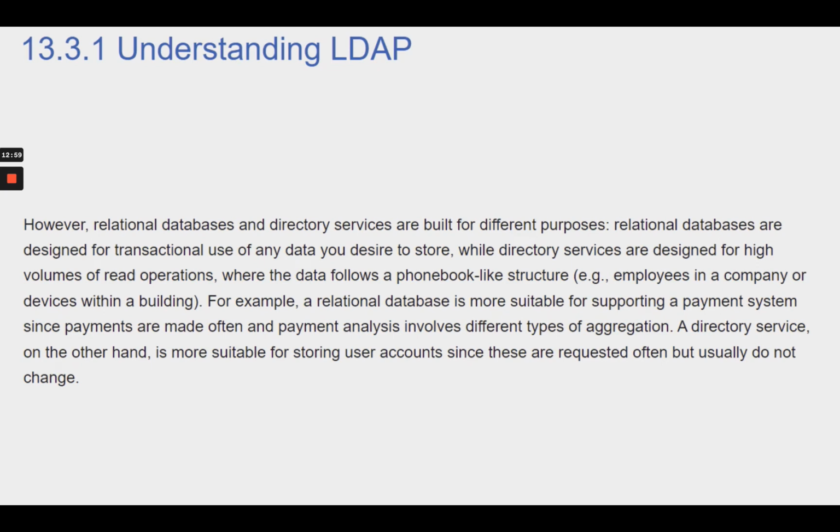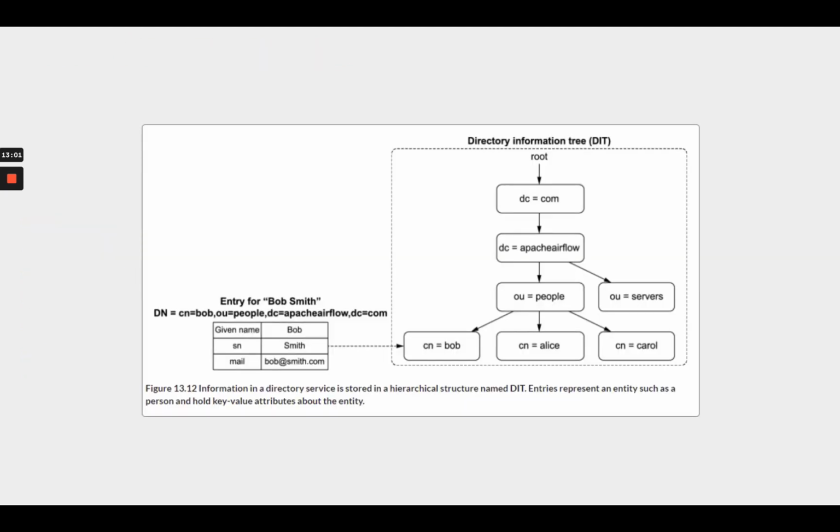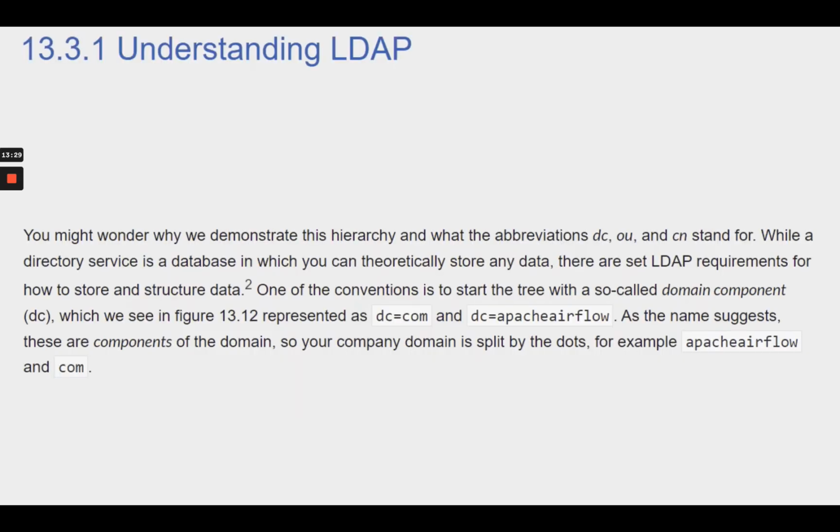In a directory service, entities, for example users, printers, or network shares, are stored in a hierarchical structure named a directory information tree, DIT. Each entity is called an entry, where information is stored as key value pairs named attributes and values. Also, each entry is uniquely identified by a distinguished name, DN. Visually, data in a directory service is represented like figure 13.12.